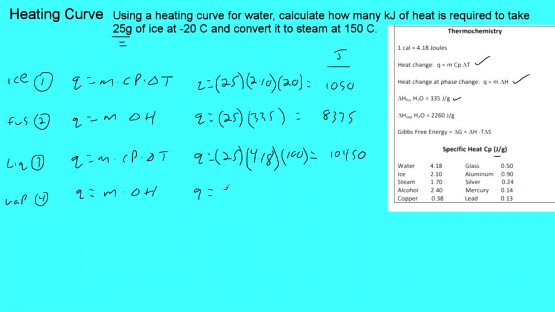But this time we're going to use, still 25 for the mass, the heat of vaporization number, 2260. Okay, no temperature change. Multiply those two numbers, 56,500. Look how high that number is. This is water turning into steam. This is why steam burns and is very painful if you've ever burnt yourself on some steam. It's got a lot of energy going on there.